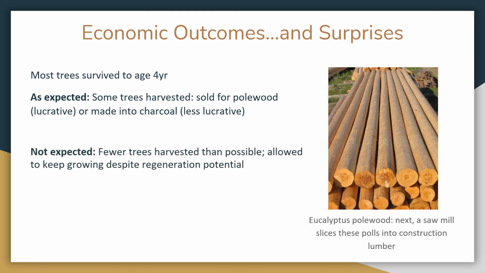What was unexpected was that fewer trees were harvested than possible. Families chose to allow their trees to keep growing, even though, remember that these are regenerative trees. You can saw them off at the base, selling that tree for profit, and it will renew itself in another 4 years. So it's not like you're killing your tree and have to replace it with a new sapling. So why did families not harvest all the lucrative tree opportunities that they had access to?